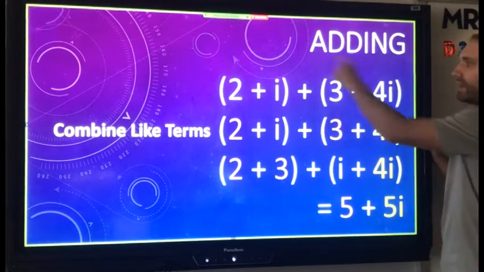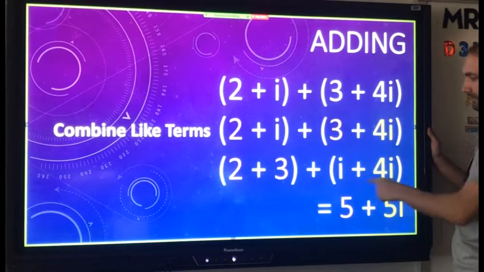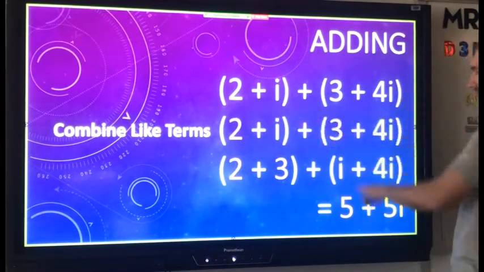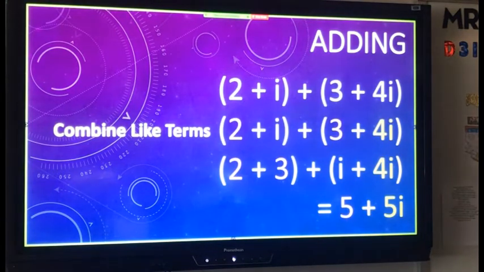This 4 got added to this i, 5i. So your real and imaginary parts: you're just combining like terms. Reals can be added with reals, imaginaries with imaginaries.